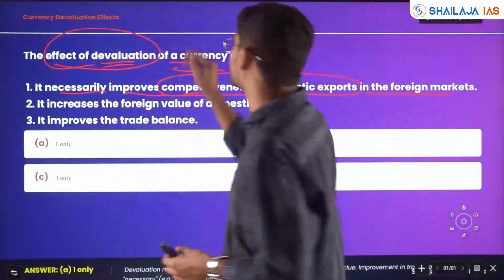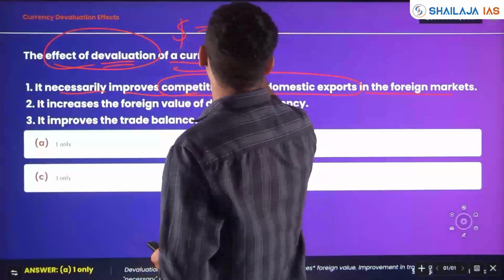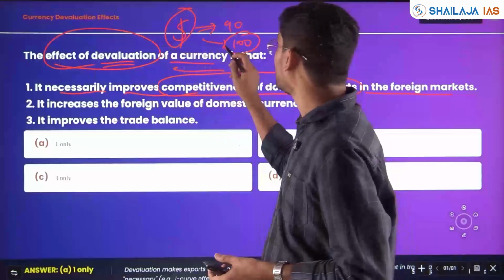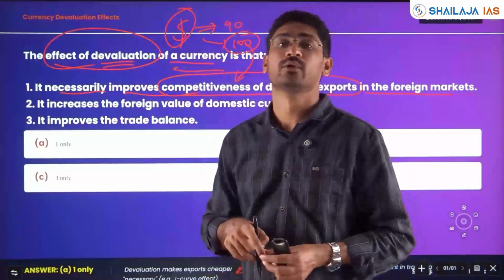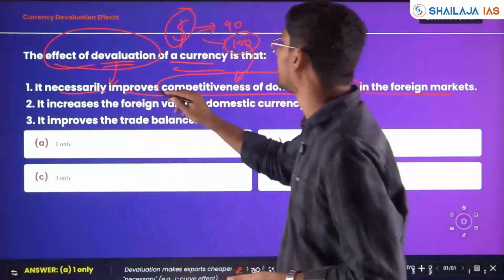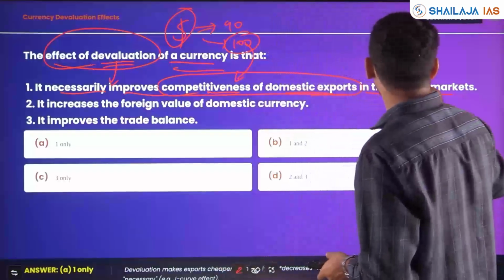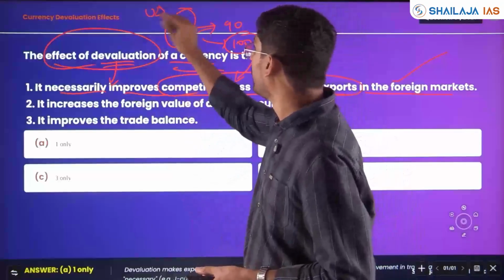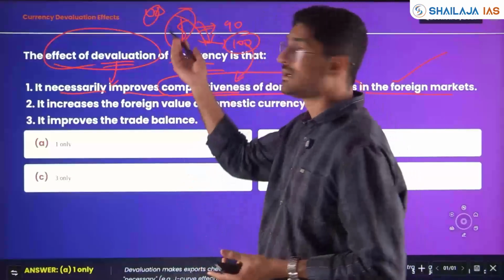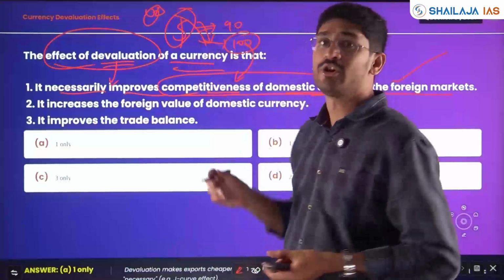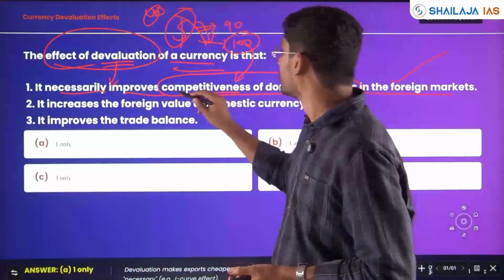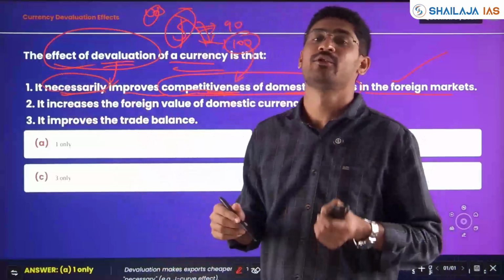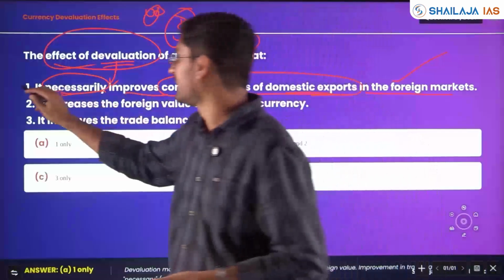What will happen? Devaluation. For example, for a dollar or any foreign currency, if it was 90 rupees and you devalue to 100 rupees, then the foreigner from the USA will get 100 rupees and will be able to purchase 100 rupees worth of goods. Obviously, whenever you devalue, it will necessarily improve competitiveness of domestic exports in foreign markets, because more US people will buy, since they get more product with $1. If it was 90 rupees, it will be 100 rupees, so you will get more worth of goods and services. So competitiveness of domestic exports will increase. If you don't have conceptual clarity, you will mark this statement wrong. But this statement is correct.